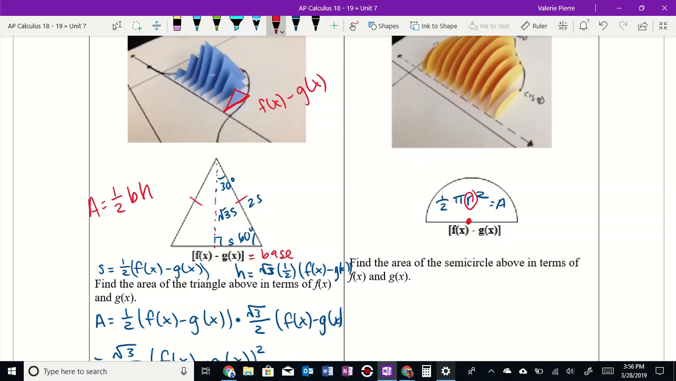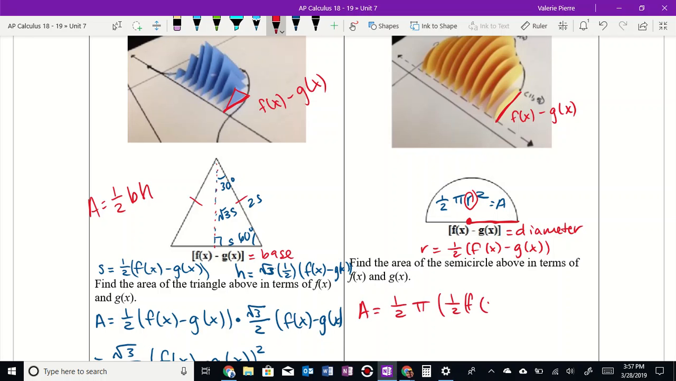So if the whole face of my semicircle is some upper function f of x minus some lower function g of x, that would be the entire diameter. So to find the radius, we're going to take half of the diameter. So that's 1/2 f of x minus g of x. So the area function will be equal to 1/2 pi times 1/2 f of x minus g of x squared.